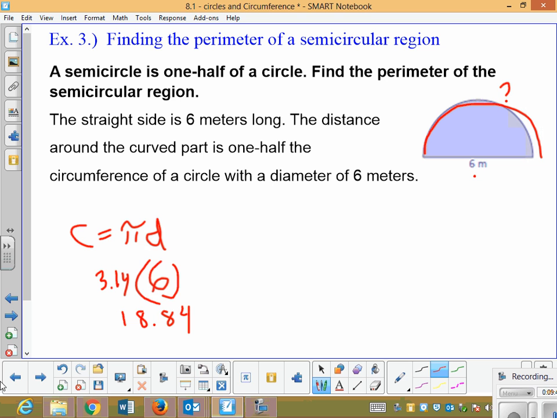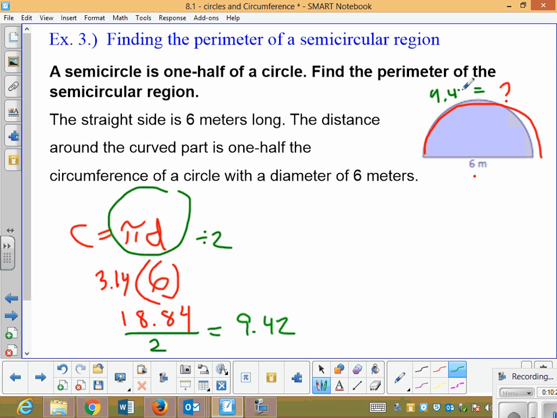Now, what I'm going to do though is after that, that's going to be for the full circle. Since I only have half a circle, I'm going to divide this by 2. Why? Because this represents a full circle and I only need half because there's only half of it. So I divide this by 2, and I get 9.42. So this gives me the distance around this half circle, which is 9.42. Now, that doesn't answer our question though.